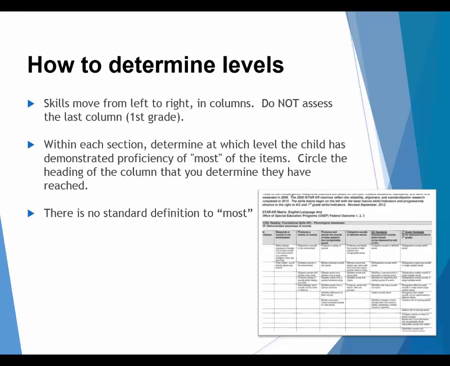In the matrices, skills move from left to right in the columns. Within each section, determine at which level the child has demonstrated proficiency of most of the items. Circle the heading of the column that you determine they have reached. There is no standard definition for most, so use your best professional judgment and be consistent across students.